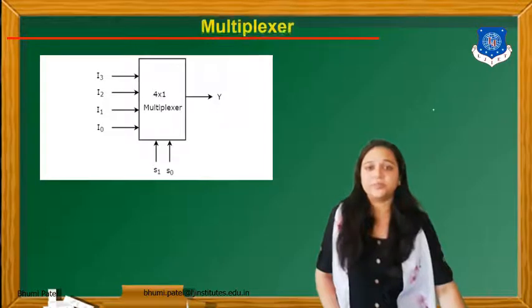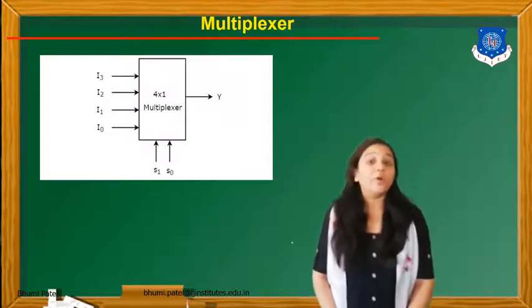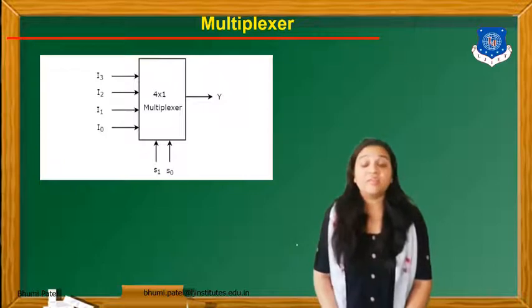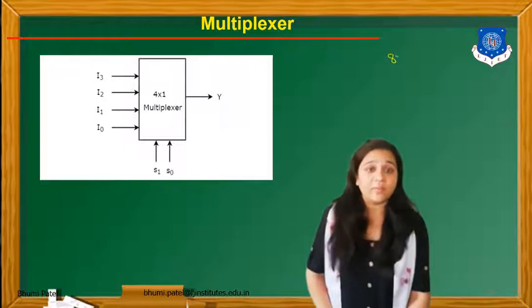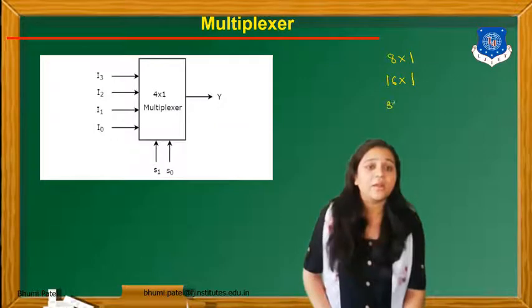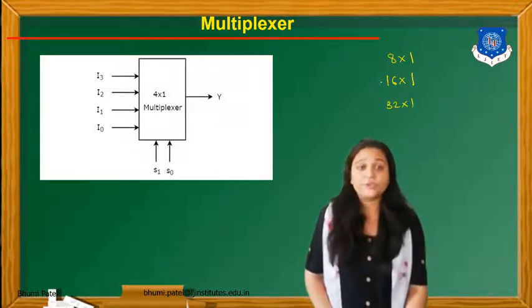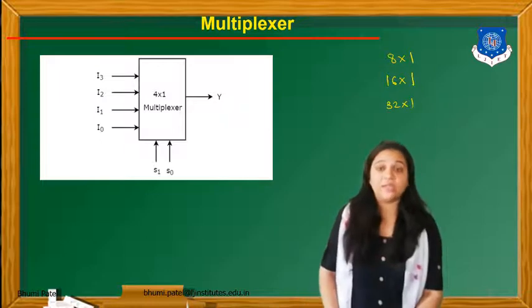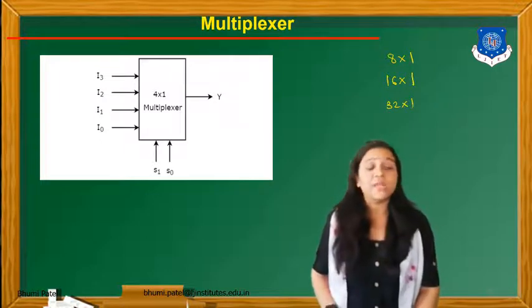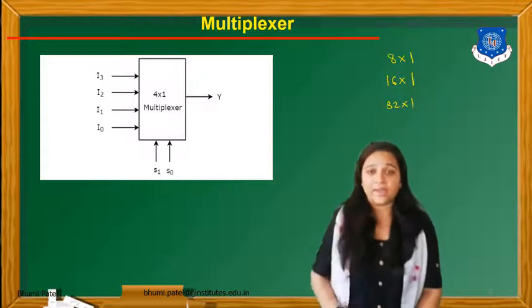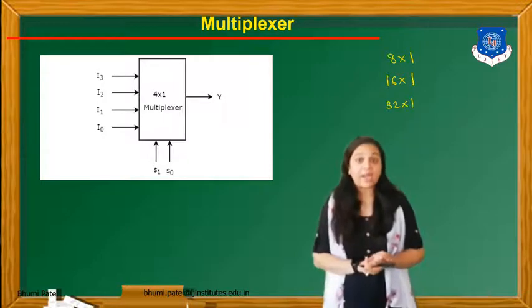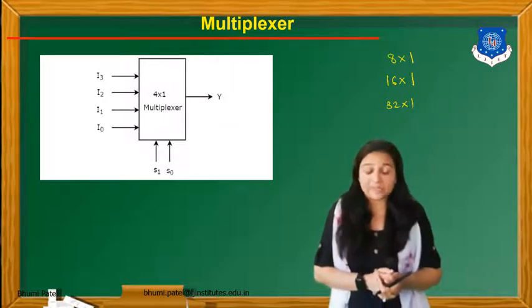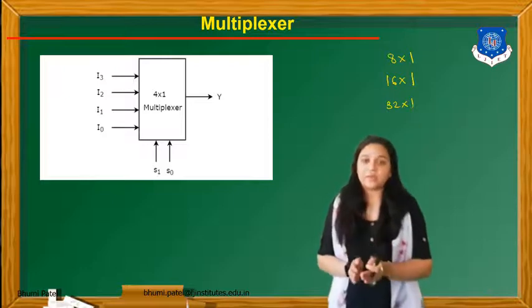So this is the block diagram of the multiplexer. Here we will study the 4 cross 1 multiplexer. We also have available 8 cross 1, 16 cross 1 and 32 cross 1 multiplexers. In the 4 cross 1 multiplexer, you can see that we have 4 inputs, I0, I1, I2 and I3, and only one output, named Y, and the 4 cross 1 multiplexer has 2 select lines, S1 and S0.